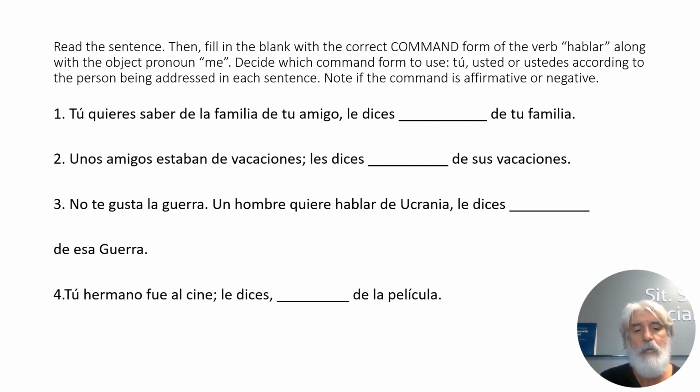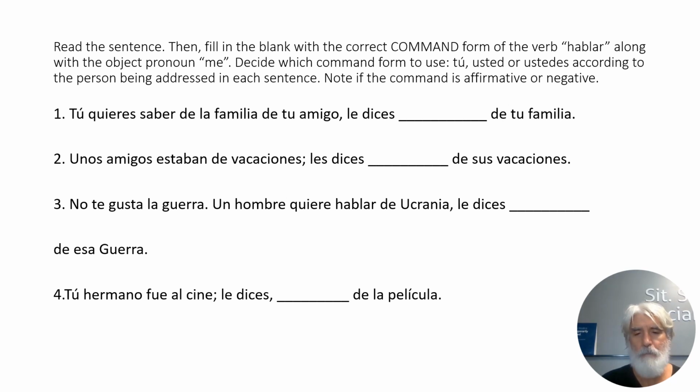Let's take a look. Tú quieres saber de la familia de tu amigo. You want to know about what? The family of your friend or your friend's family. Now be careful here after the comma. This is where you're going to give the command. So it says le dices. What does le dices mean? Well, you tell him or her, the friend, tú le dices.